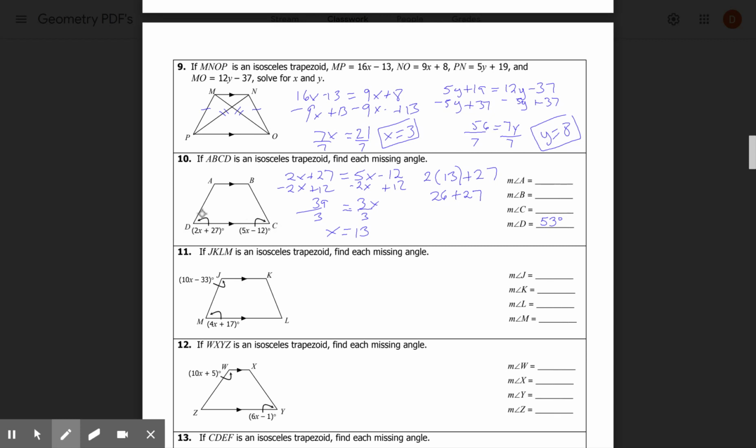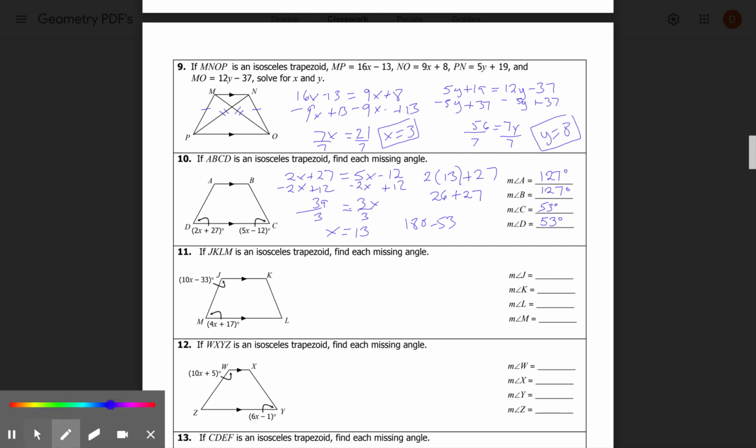Angle C is congruent to angle D, so you don't even have to do the extra algebra. Hopefully you would end up with the same thing, 53 degrees. And then we can find measure A and B. Those two are congruent. We can find those by taking 180 and subtracting 53. So 180 minus 53 is 127. And those are both 127 degrees.